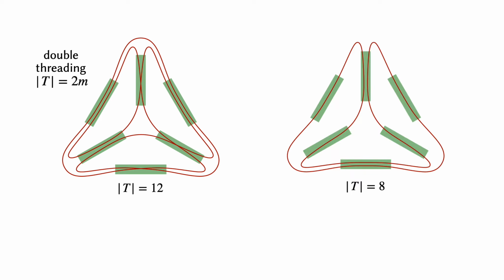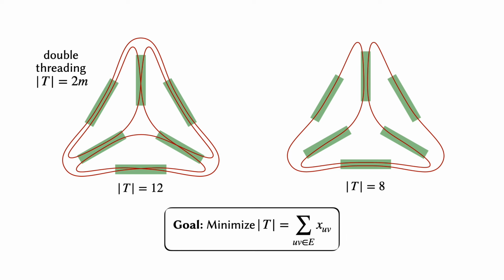In the case of threading a tetrahedron, we can indeed do better. On the left, we have a threading of length 8 rather than the 12 from the double threading. For the remainder of this talk, we will discuss the problem of finding the optimal minimum length threading of a given graph.